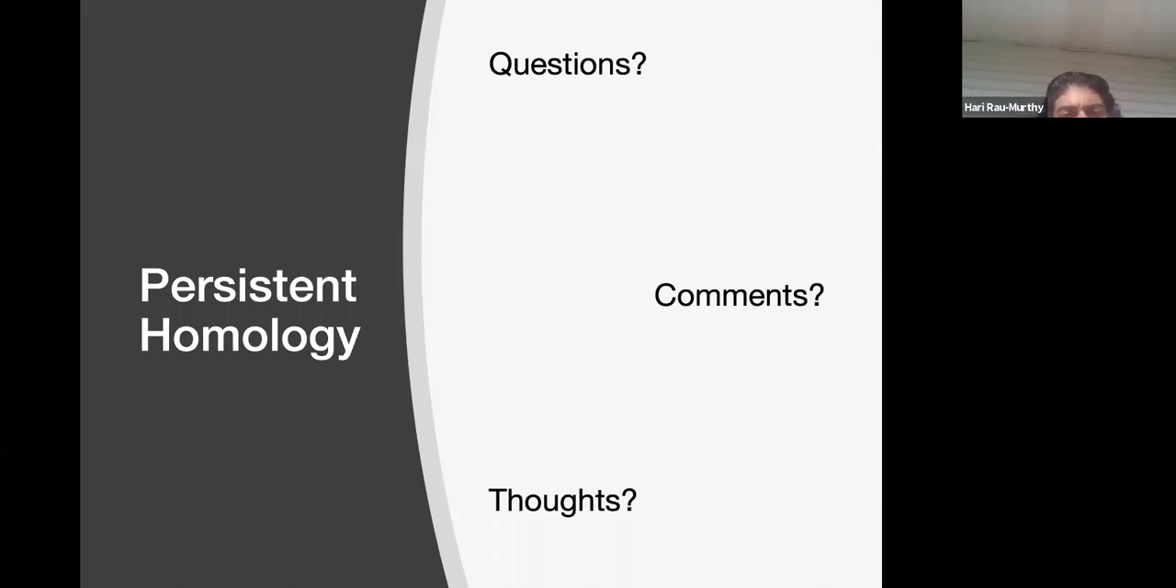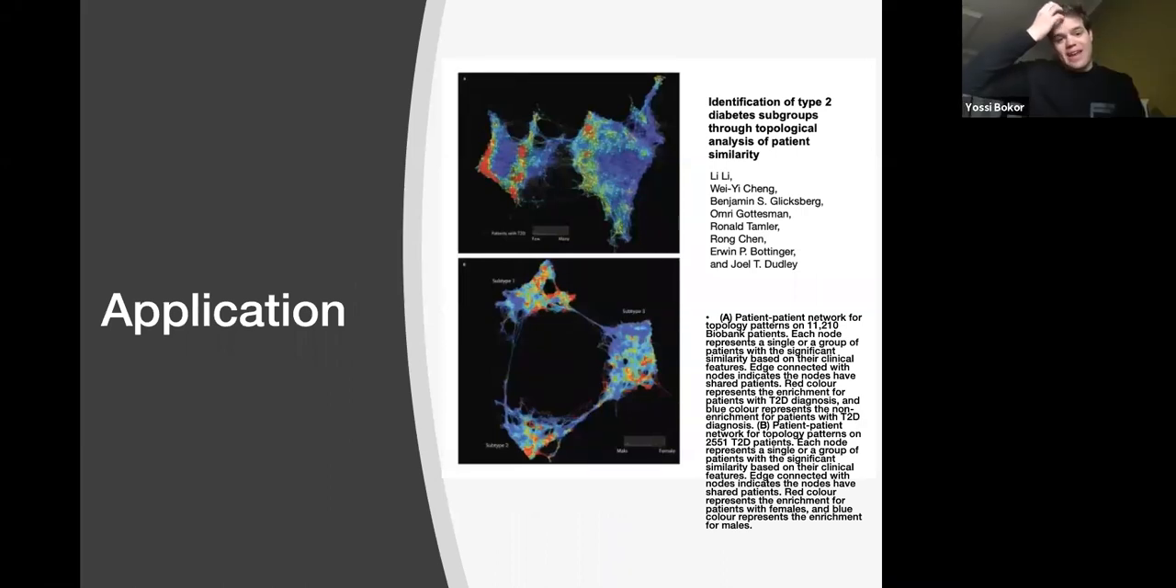All right. So an application that I learned right at the start, which I personally think is super cool, is that TDA was used to identify subgroups of type 2 diabetes by looking at patient similarity and then identifying that you have three distinct clusters and a one-cycle. So from memory, I haven't looked at this paper in a while.